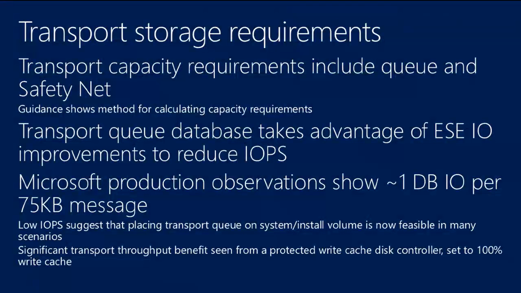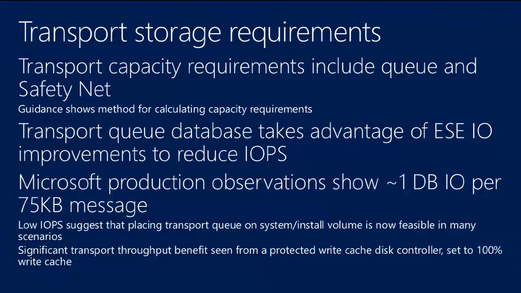In the role requirements calculator and in the blog post that describes our sizing guidance, we talk through how to think about capacity requirements for transport in terms of the queue database, as well as safety net, which is the evolution of the transport dumpster. And we describe very specifically, using average message size and some other inputs, how to calculate how big your queue database needs to be, or could be.